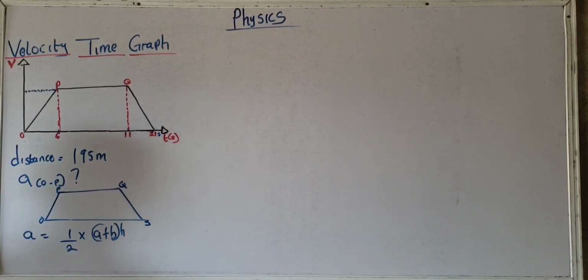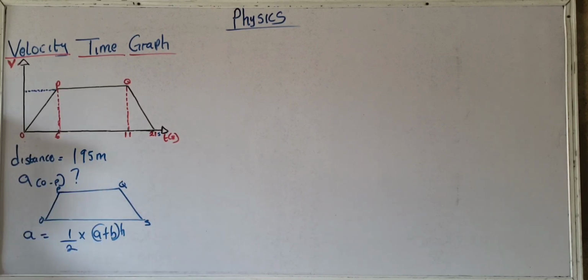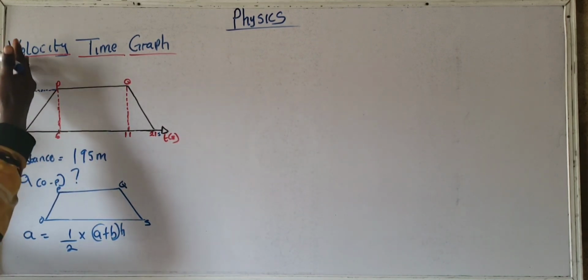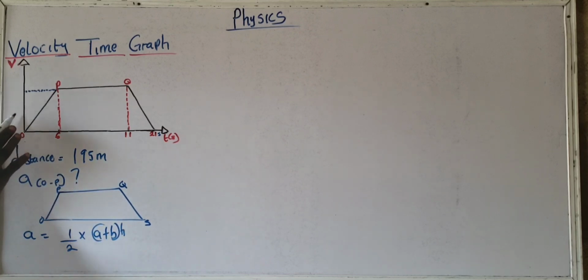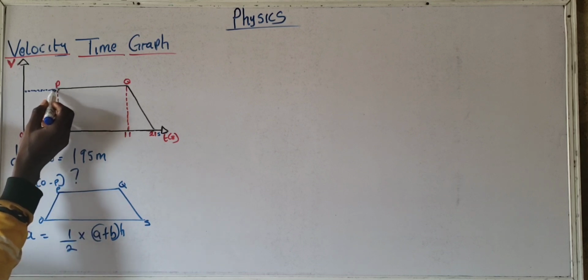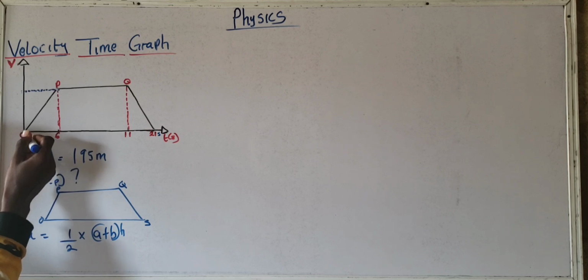Since we know that the area is the total distance traveled when we talk about velocity time graph, note that the area of a velocity time graph gives the total distance traveled. The reason why I want to make use of this area, the total distance, is because I need the height. Because height in velocity time graphs tells us the velocity. Velocity is on the vertical axis. So if I know the height, I can easily determine the velocity at this point. And if I know the velocity at this point, I can easily determine the acceleration from this point to this point.